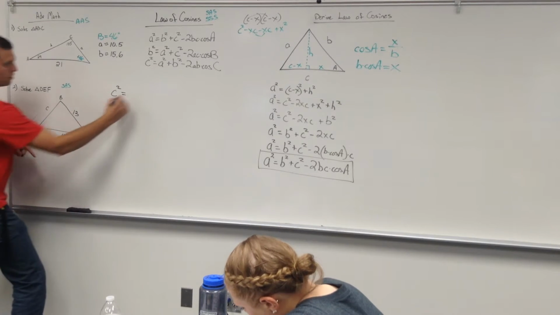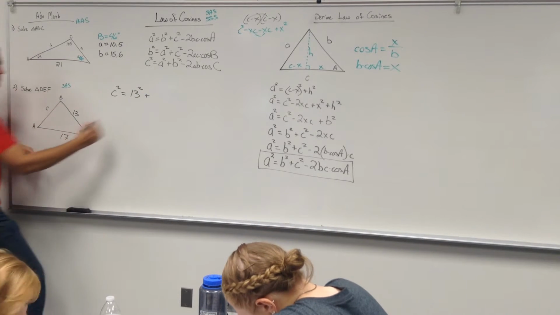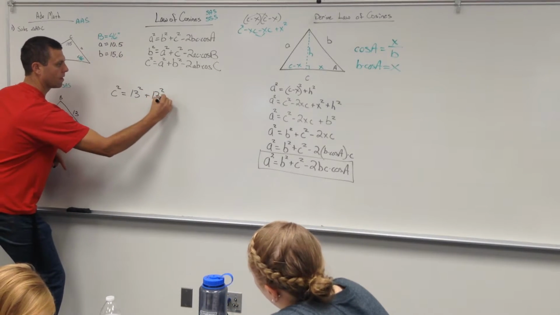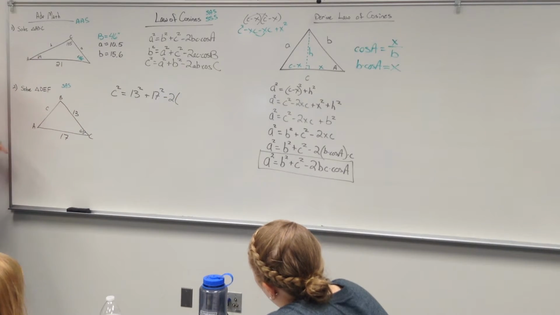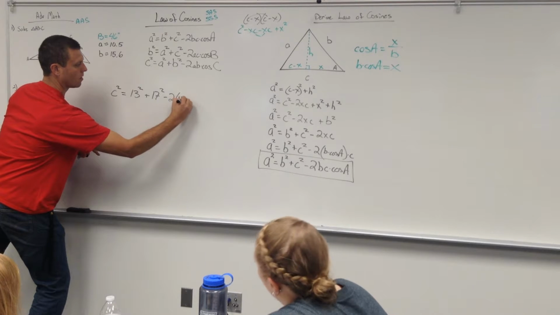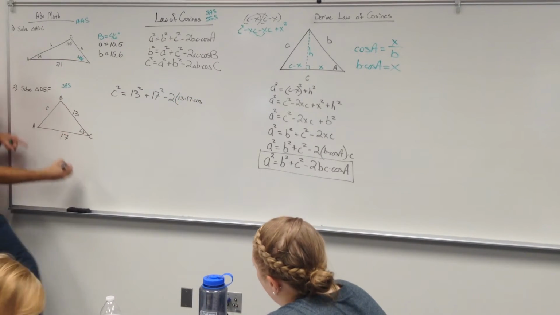13 squared plus 17 squared minus 2 times 13 times 17 times cosine of C, which would be 63 degrees, right?